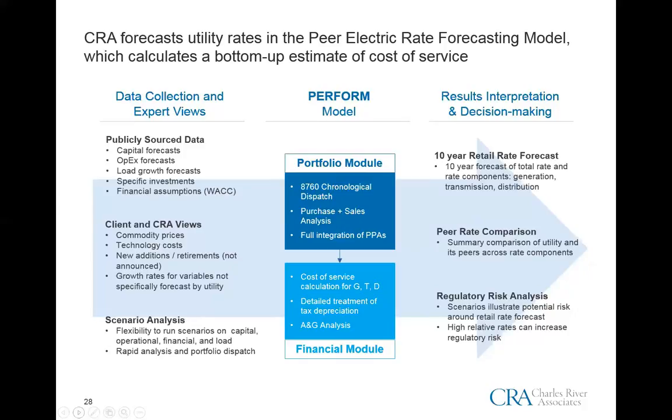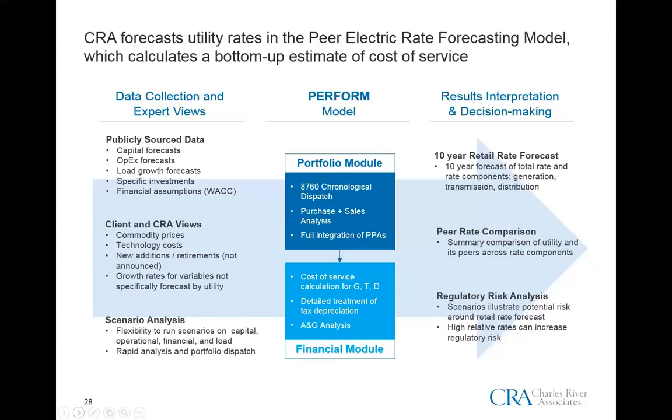The model does do a full dispatch analysis, so we're dispatching portfolios against load, against markets where they exist in ISOs, and we're doing a full integration of PPAs and market sales and purchases to try to get at a fairly rigorous look at the generation fleet and how that might vary over time. And that rolls into a cost of service calculation for each of the generation, transmission, distribution components that handles tax depreciation and other tax implications and rate buildups to ultimately get at a retail rate.